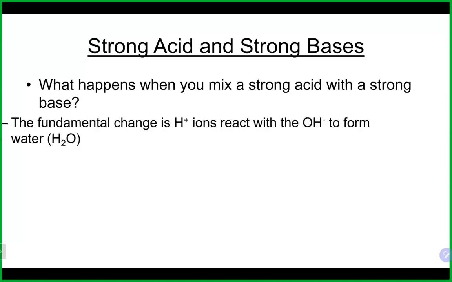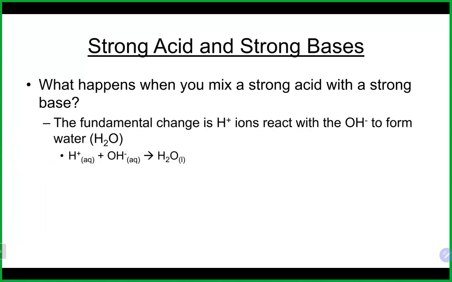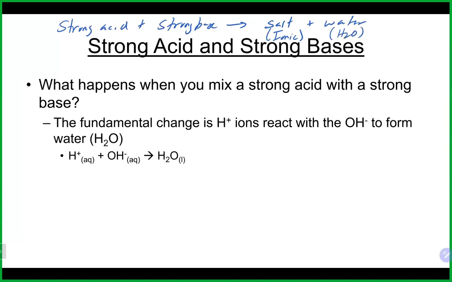So let's talk a little bit about the reaction of a strong acid and a strong base. A reaction of any strong acid and strong base will really result in two things. When we react a strong acid and a strong base, as we've talked about previously, we produce a salt and water. Remember that the water comes from the acid and the base, and the salt is an ionic compound, right? And the water is obviously H2O in this case.